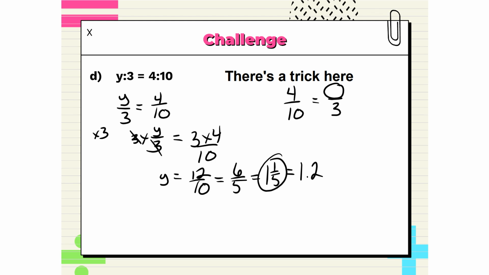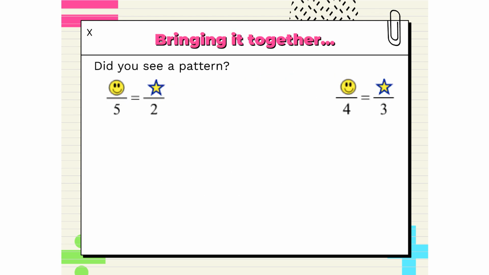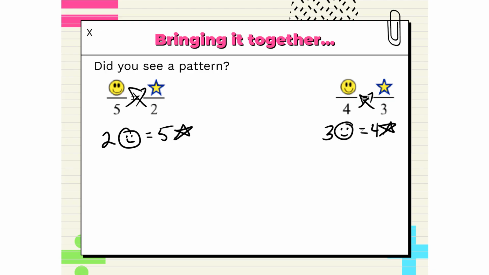Looking at this more visually, you can see that if we do the cross multiplication, we end up with 2 smiley faces are equal to 5 stars. And similarly on here, if we cross multiply, we end up with 3 smiley faces are equal to 4 stars. If you wanted to go further, you could say, therefore, a smiley face is equal to 5 stars divided by 2. So you're dividing both sides by 2 to get the smiley face all by itself. And similarly on the other side, you're dividing that side by 3, so then you've got 4/3 times the star.